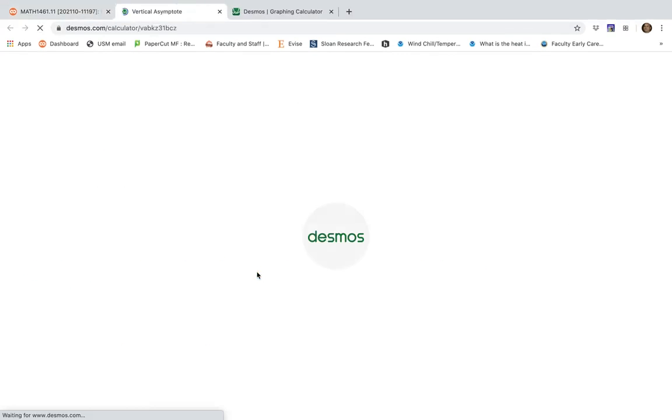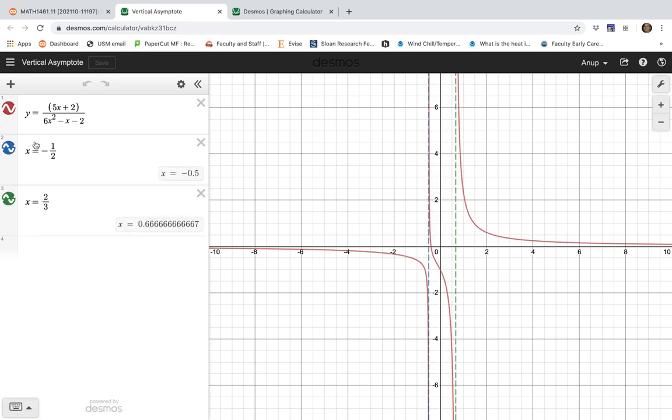Let me see if I have some over here. All right, this is the curve of the rational function y equal to 5x plus 2 divided by 6x squared minus x minus 2. We can see the similar phenomenon over here at x equal to -2, and then also at x equal to 2/3. Generally, to represent the vertical asymptote, we use a dashed line. So this is the perfect image for that.